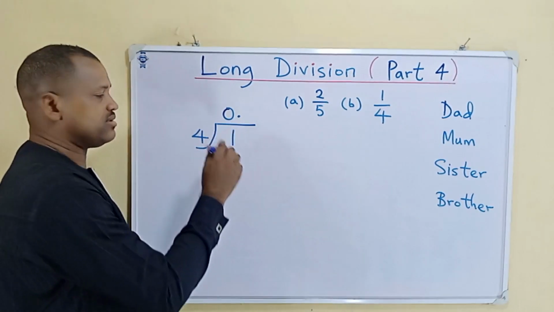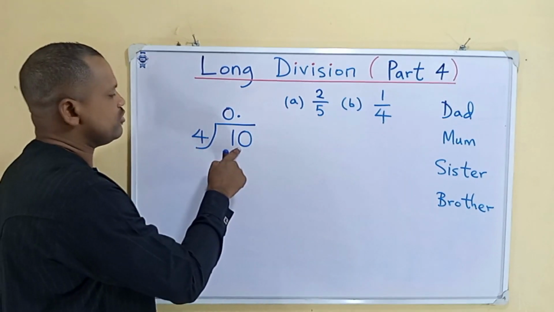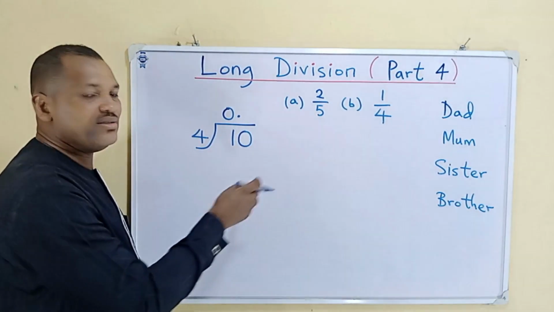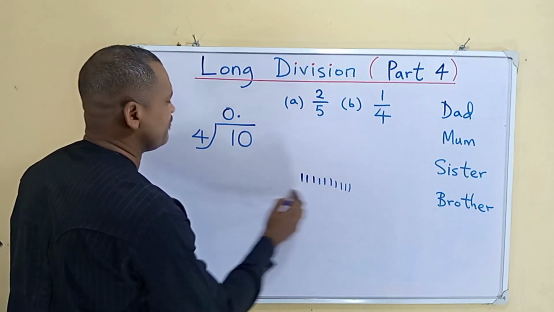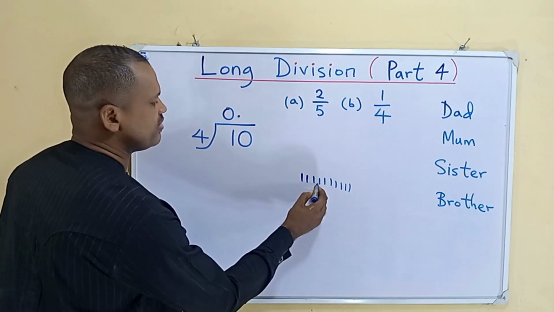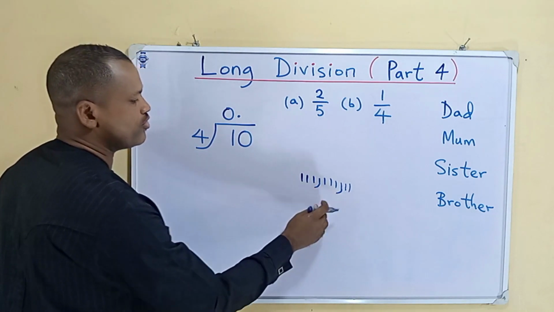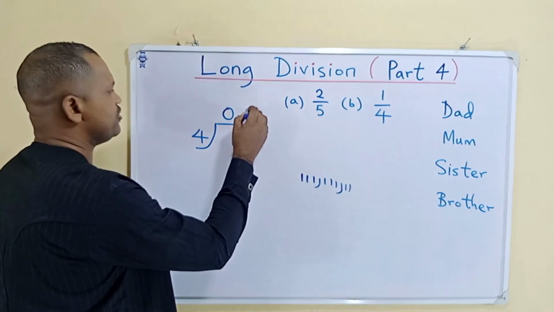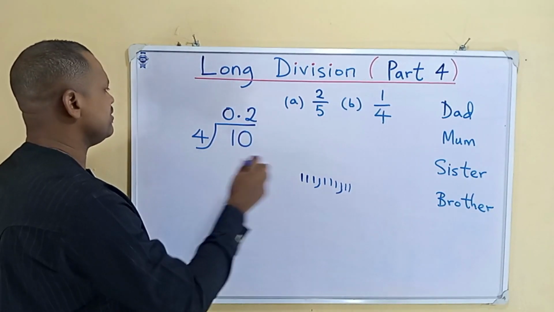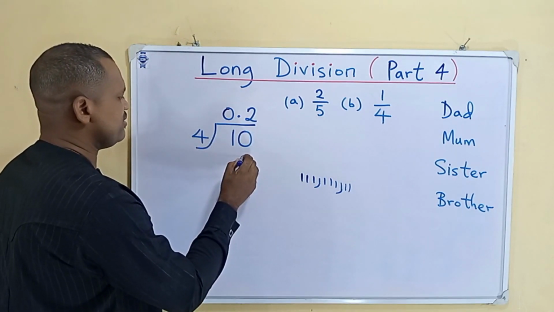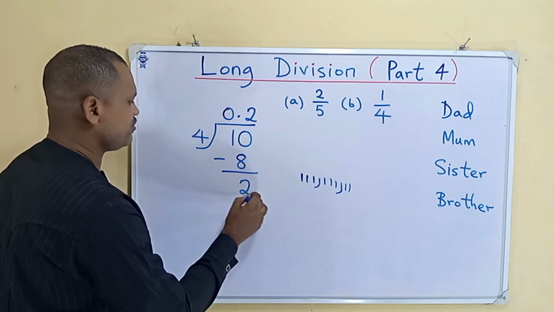The moment you do that, you put 0 here. So 4 into 10. How many 4s are in 10? 1, 2, 3, 4. 1, 2. So we have 2 4s in 10. So write your 2 here. Next step, you have divided, you multiply. 2 times 4 is 8. If you subtract, you will get 2.